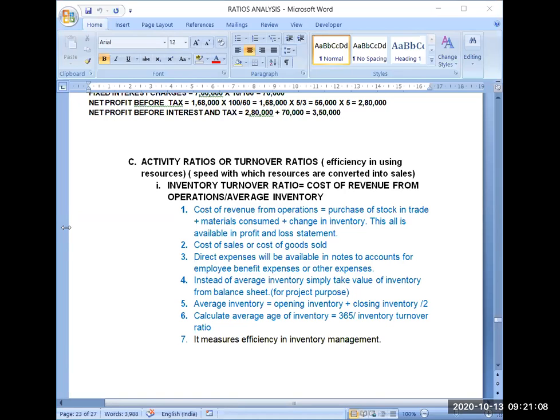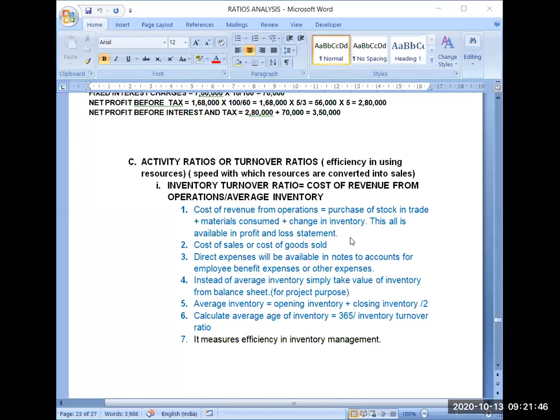So if you put this in place of change in inventory, you will find opening inventory plus purchase of stock in trade plus material consumed minus closing inventory. The formula last year for cost of goods sold was the same: opening plus purchase plus direct expenses minus closing. All this is available in the statement of profit and loss. You will find all this information in the profit and loss statement. So cost of revenue from operation is actually cost of sales or cost of goods sold.